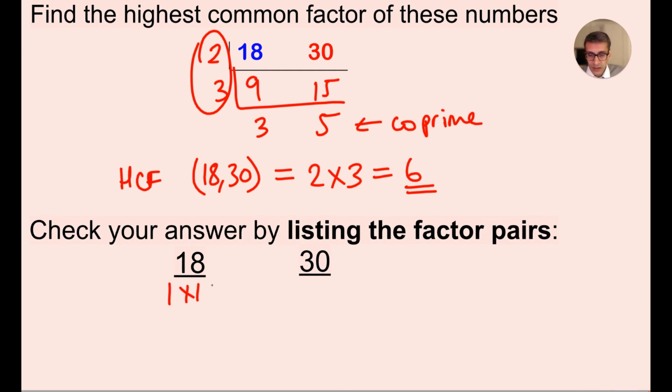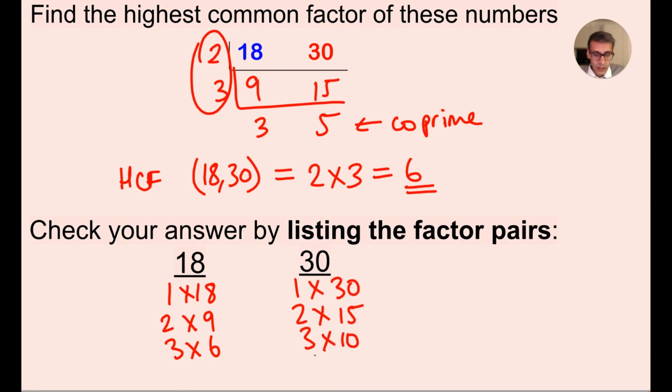For 18, 1 times 18, 2 times 9, 3 times 6, and then for 30, 1 times 30, 2 times 15, 3 times 10, 5 times 6. And we can see that the number which is common to both, that's the biggest one, is going to be 6. So likewise, we write this in the same way: HCF of 18 and 30 is 6.